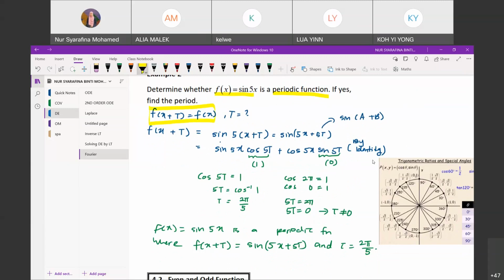f(x). Where f(x) is sin 5x, then f(x + T) equals sin 5(x + T), which is sin(5x + 5T) in terms of sin(A + B). By identity, we can expand this to sin 5x cos 5T + cos 5x sin 5T. Then we want to remain with this sin 5x, so this one should be equal to 1 and this one should be equal to 0.